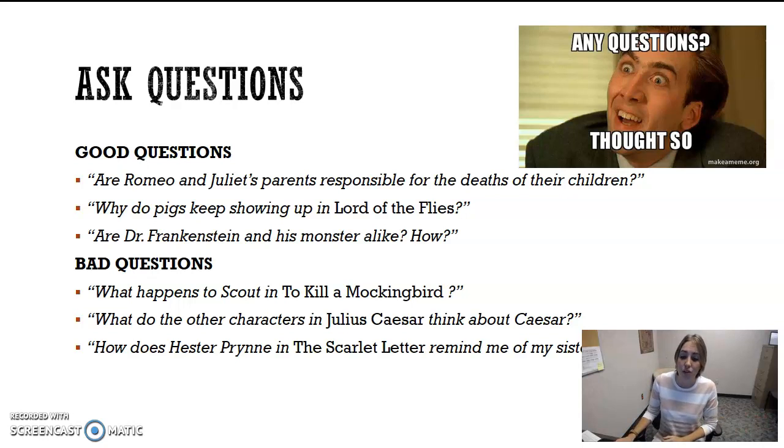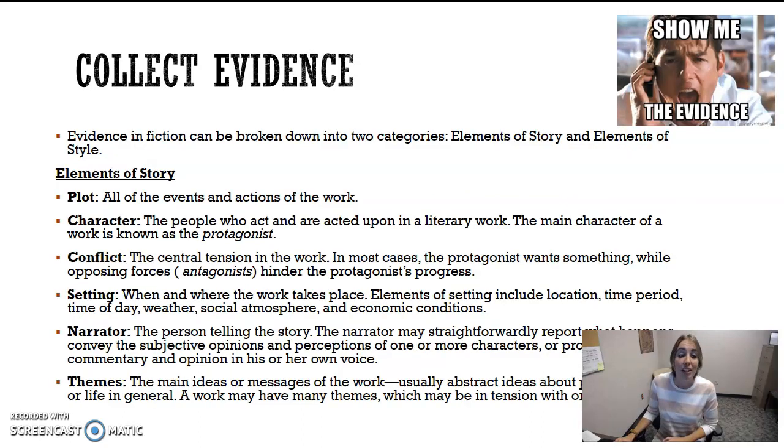So we want good questions, questions that make us dig deeply into the text, questions that are arguable, and questions that don't have simple yes or no answers. We also want to collect evidence. And evidence in fiction can be broken down into two categories. There's elements of story and elements of style.